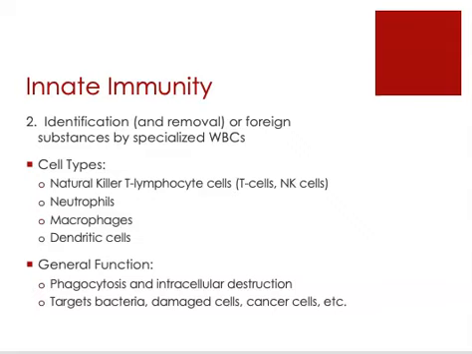The general function of these cells is to, again, identify what material is foreign and then essentially eat it and digest it or destroy it. So remember, the term that we use for this eating process is phagocytosis. And once the foreign material is inside of the white blood cell, it can be destroyed, it can be taken apart.